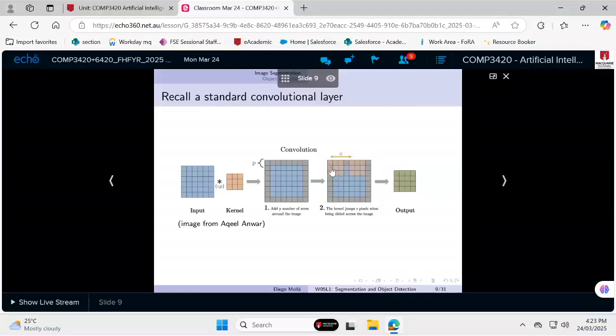So you do some padding, and then you pass the convolution from left to right and top to bottom, and you get the final feature space here.